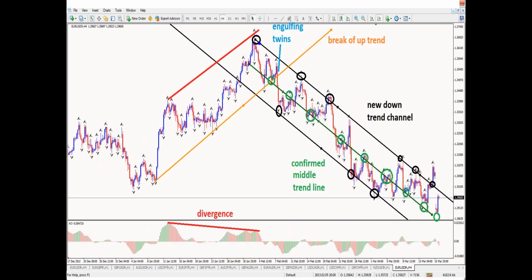All right, and we got an angle. Furthermore, we got an angle for the trend channel to the downside. And we hooked back to that, fell again, hooked back, and we kept on going in that channel, with the green circles indicating the respect for the middle trend line there. So that's how you can use those trend channels.